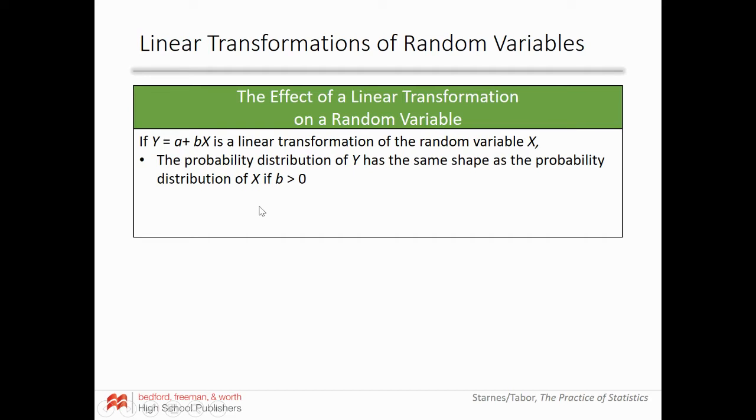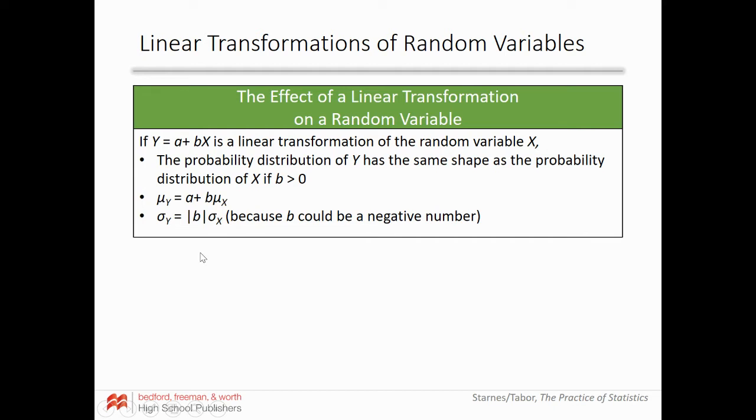The probability distribution of y has the same shape as the probability distribution of x before, because multiplying and adding does not change the shape. The mean now, however, gets multiplied by b and added by a. It does both. All right, so it'll get multiplied and then added, and that's how I get my new mean. My standard deviation, however, just gets multiplied by the b. So the a doesn't affect it.